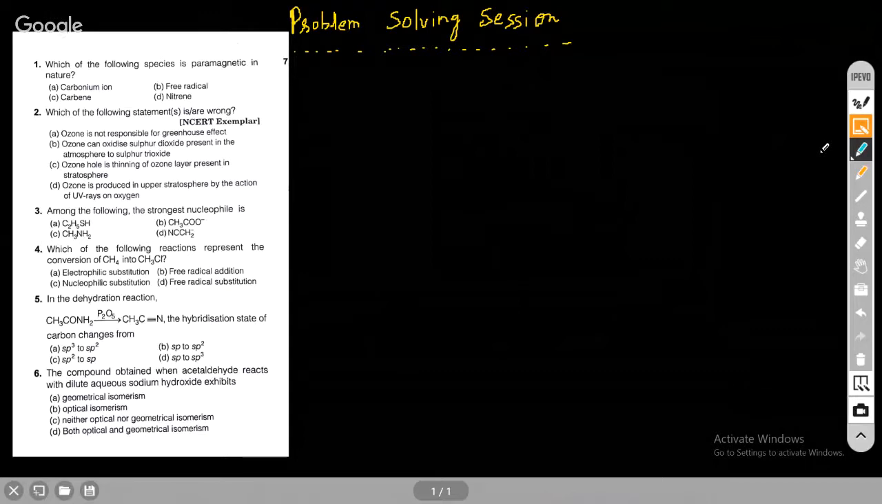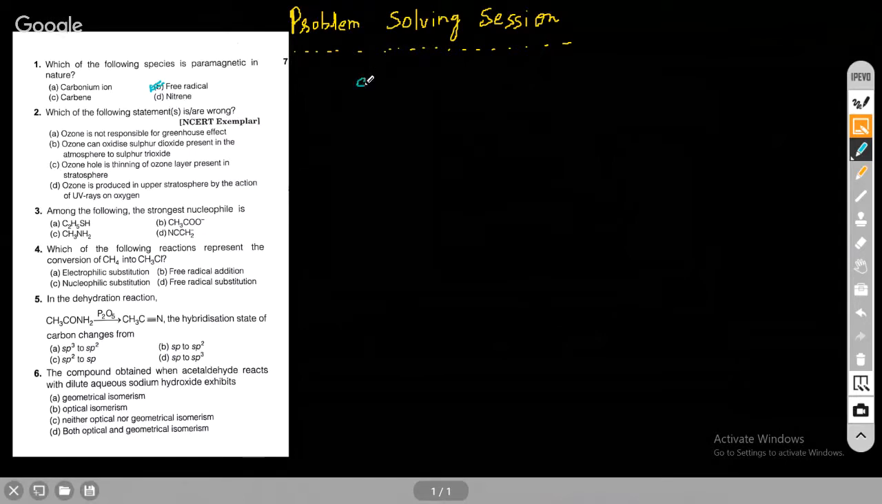Okay, so all of you are saying B. Free radical has one single, unpaired electron. That's why this is one of the intermediates we have. Free radical is paramagnetic in nature. That's very straightforward, right? What is carbonium ion? What is the formula of this carbonium ion? Carbene and nitrene we have already discussed.